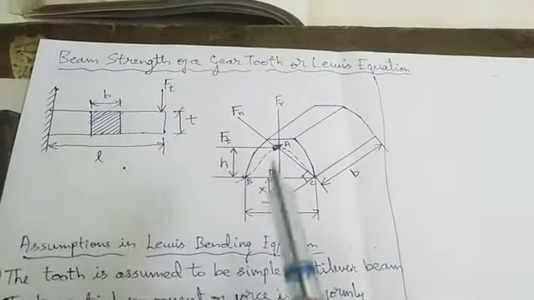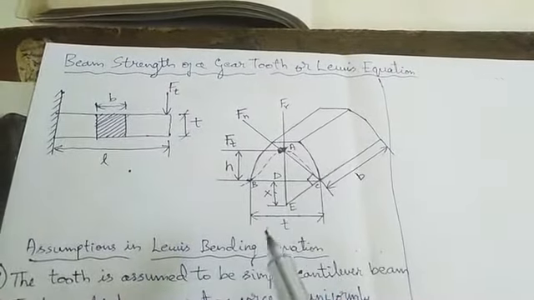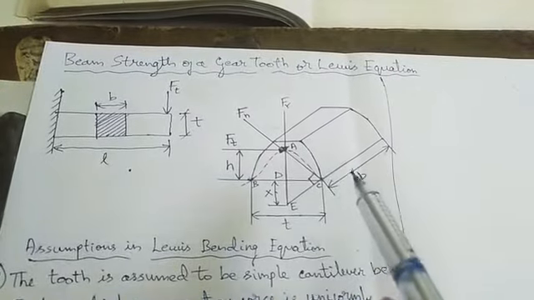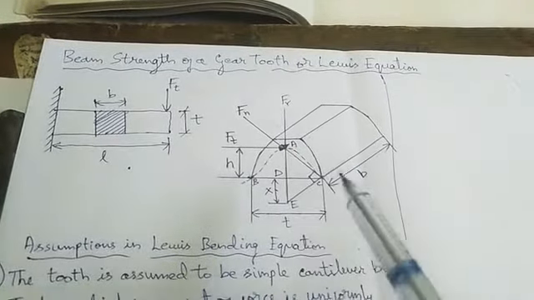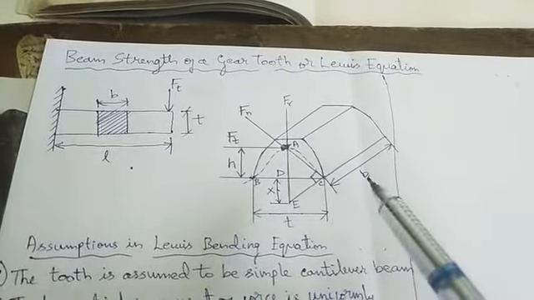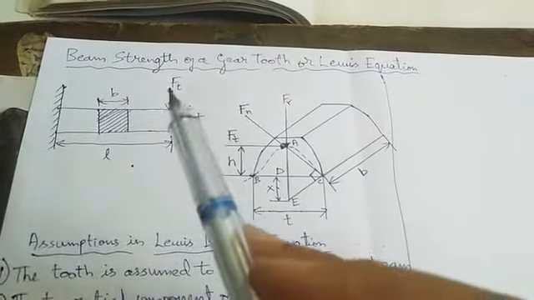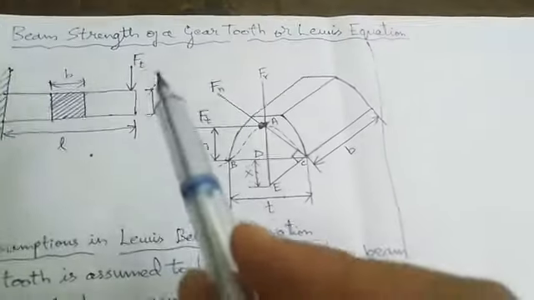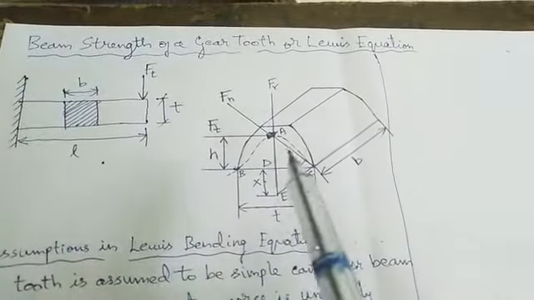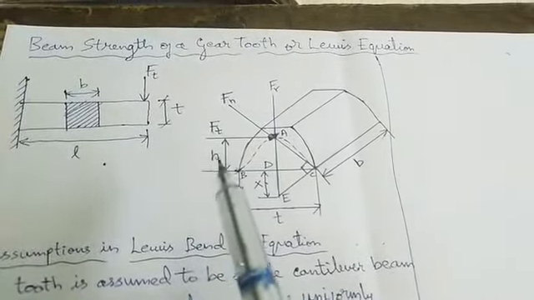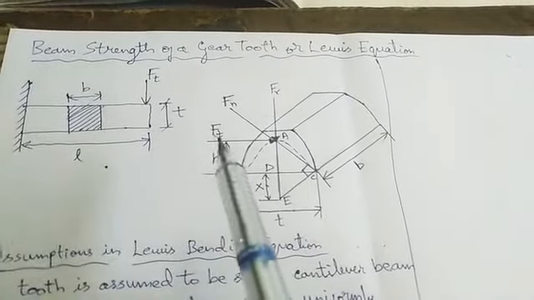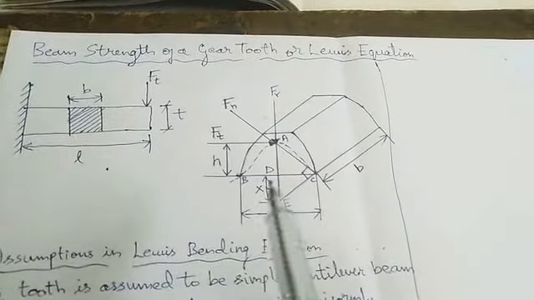As you can see from the figure, the thickness of the gear we have considered as T, and the width of the gear we have considered as B. And here the T we have shown here. Ft is the force acting at the free end, and T is the thickness of the gear. H is the distance at which the force is acting from the fixed end.